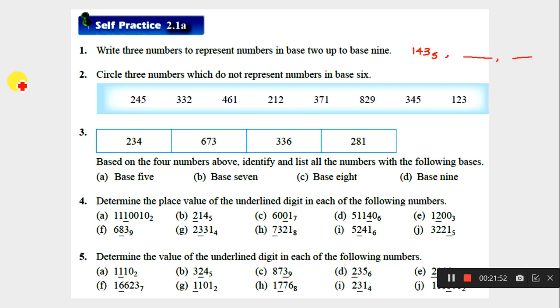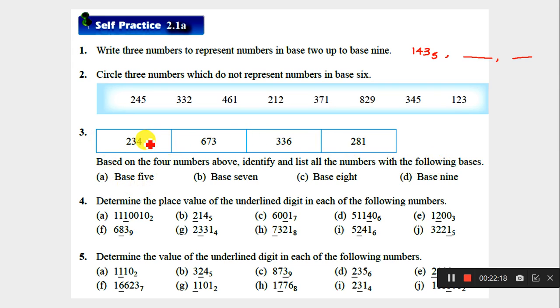So for question 2, circle 3 numbers which do not represent a number in base 6. Do not represent. So base 6 digits must be less than 6. Okay, based on the 4 numbers above, identify and list all the numbers with the following bases.